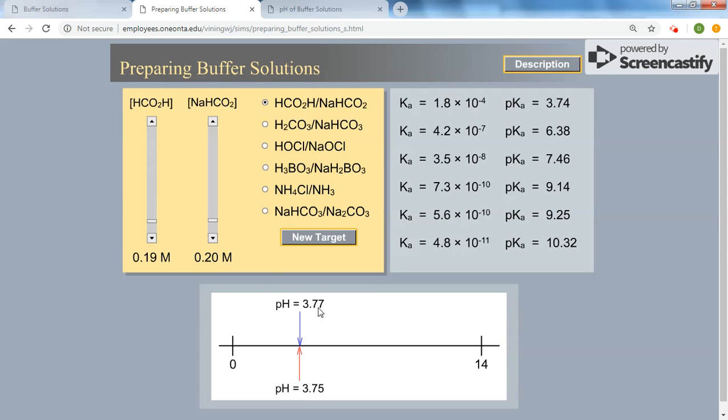So, for instance, this is 3.77. If I make that 0.2, 3.74. If I now made this a lot more, but I kept it to the same concentration ratio, then it's still 3.74. So the ratio is the important bit for what the pH would be. So explore different targets and so on.